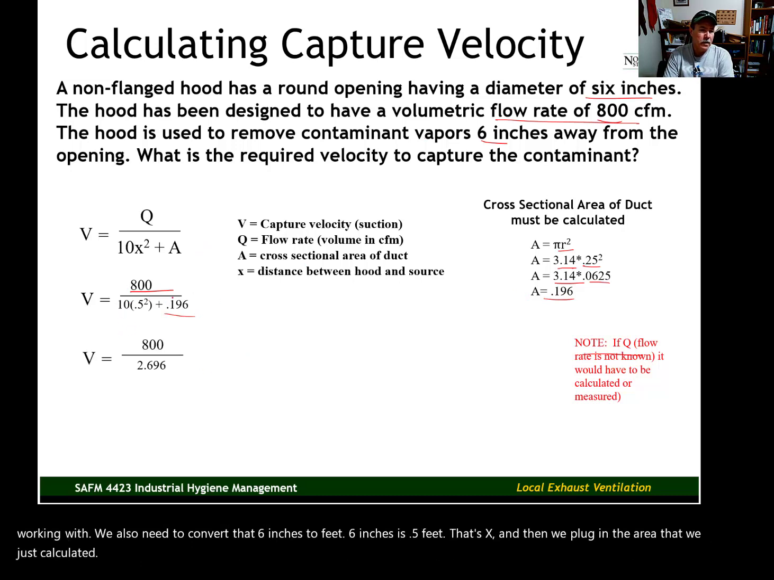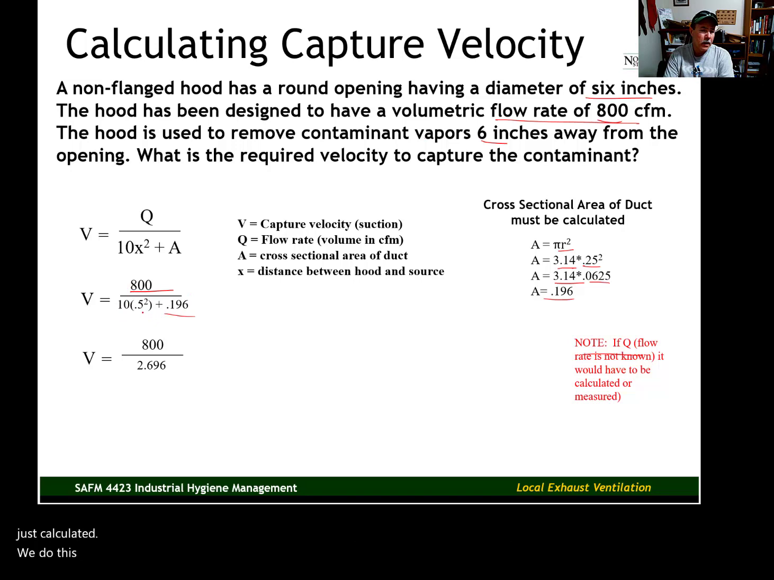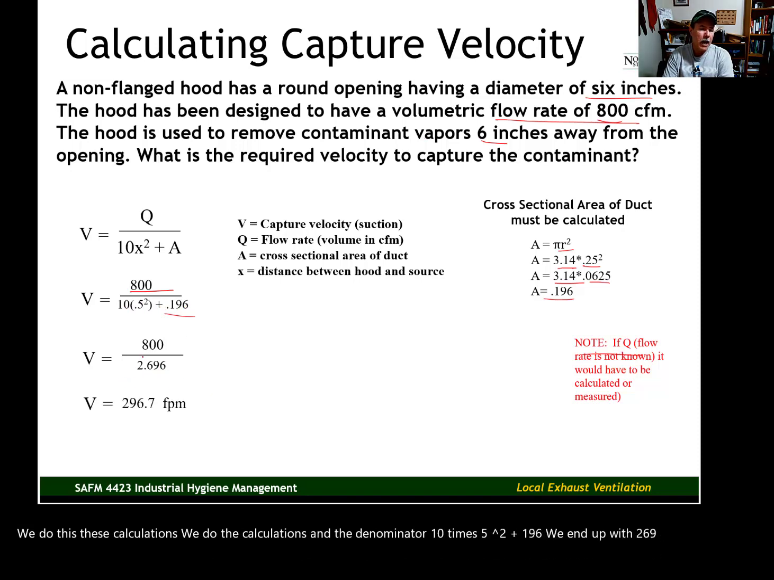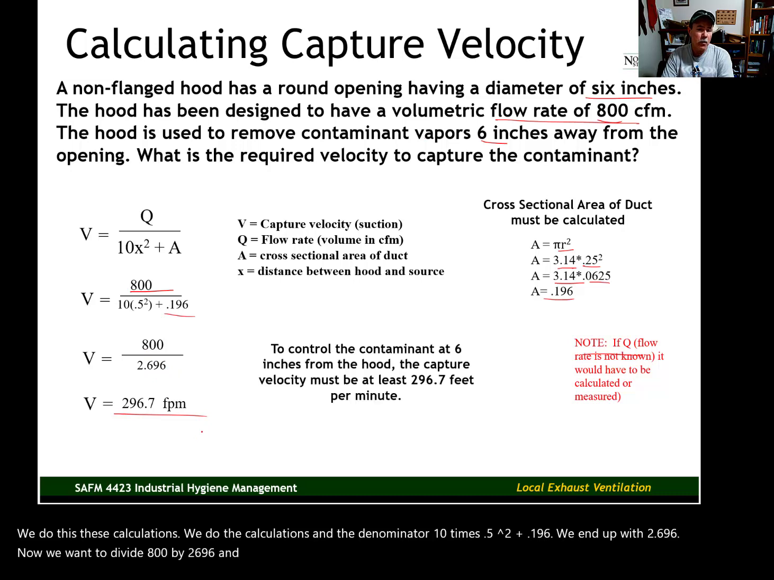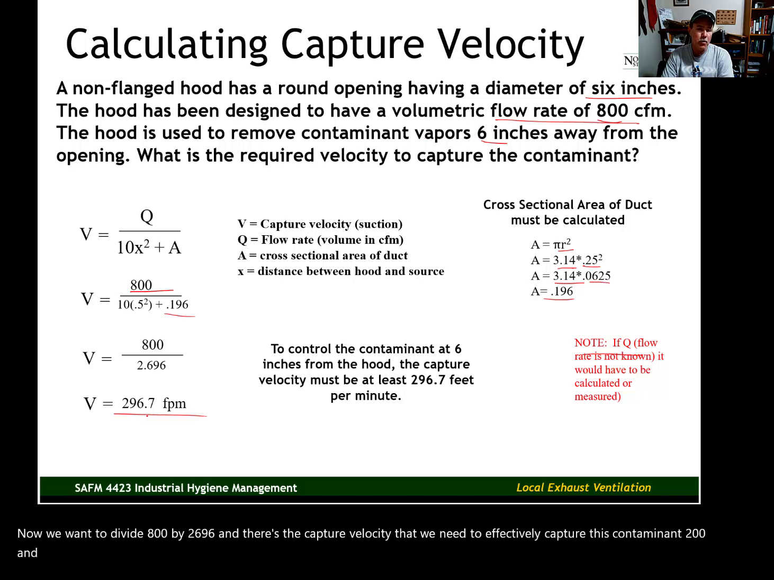And then we plug in the area that we just calculated. We do the calculations in the denominator, 10 times 0.5 squared plus 0.196. We end up with 2.696. Now we want to divide 800 by 2.696, and there's the capture velocity that we need to effectively capture this contaminant. 296.7 feet per minute is the capture velocity we need.